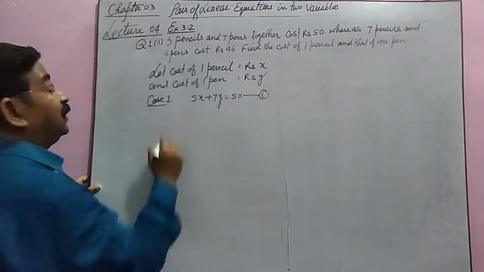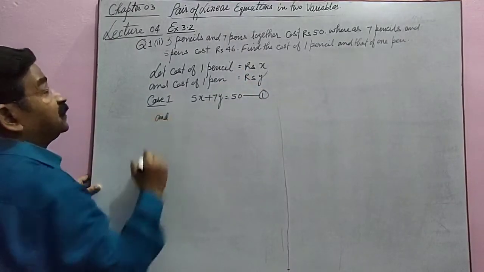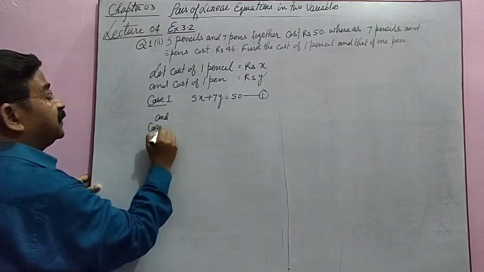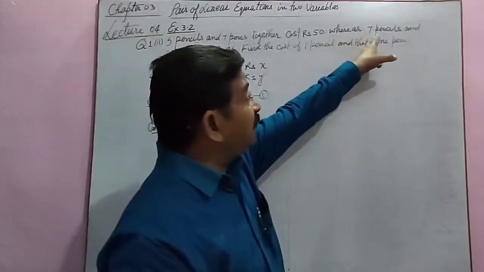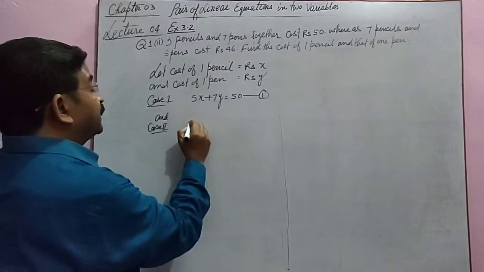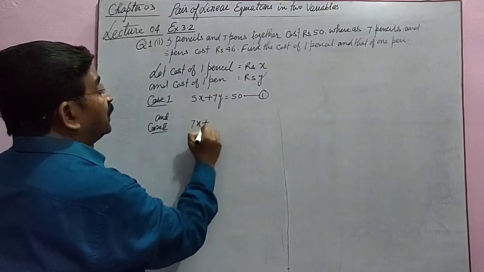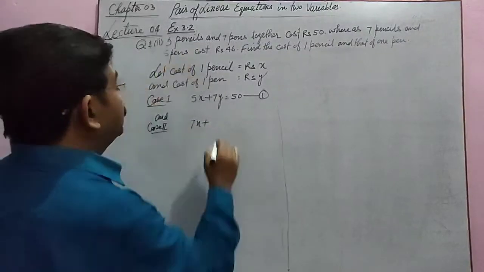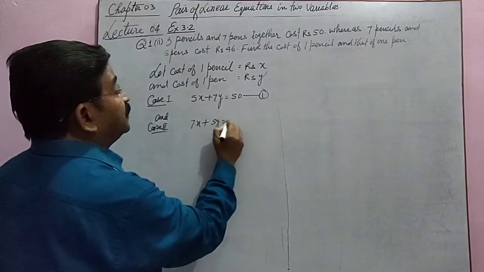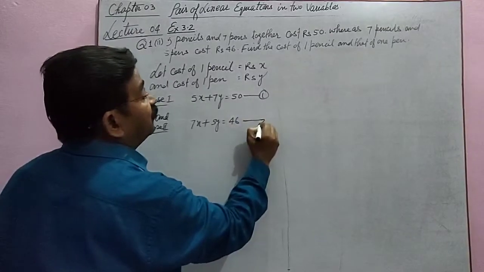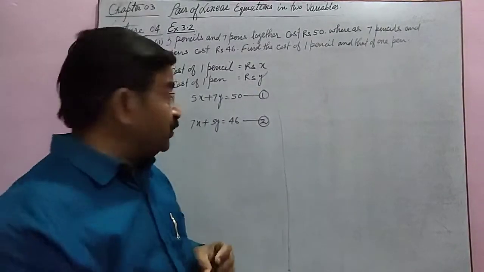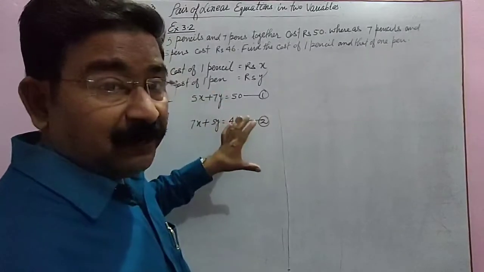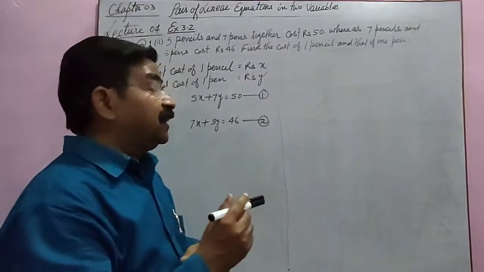Equation number 1. And in second case, 7 pencils means 7x plus 5 pens 5y is equal to 46. Equation number 2. Now we have got the two equations. We have to plot the graph for the equation and get the answer.